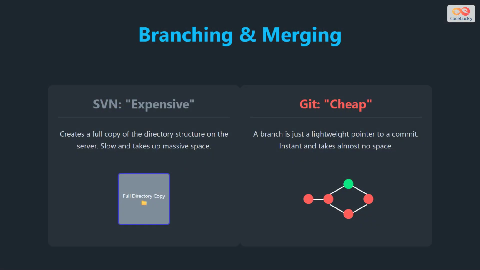The second major difference is branching. In SVN, creating a branch involves copying the entire directory structure on the server. It is heavy, slow, and takes up space. In Git, a branch is simply a lightweight movable pointer to a commit. It is instantaneous and takes up almost no space. This makes branching and merging a core part of the Git workflow.